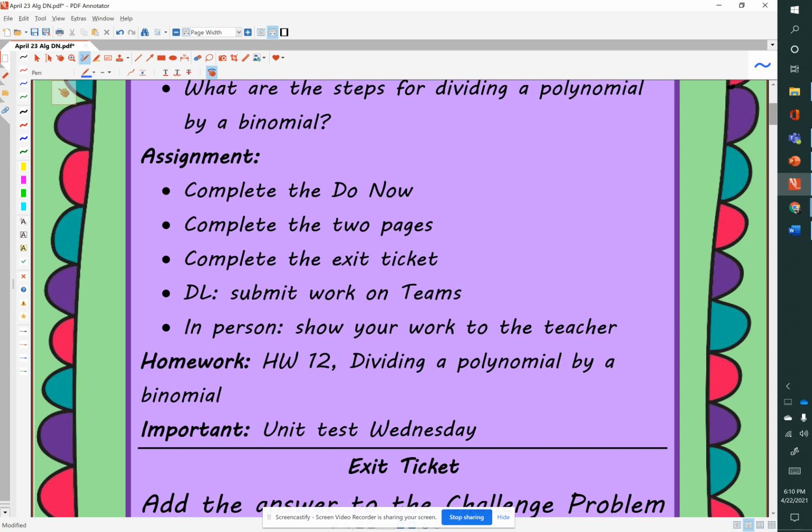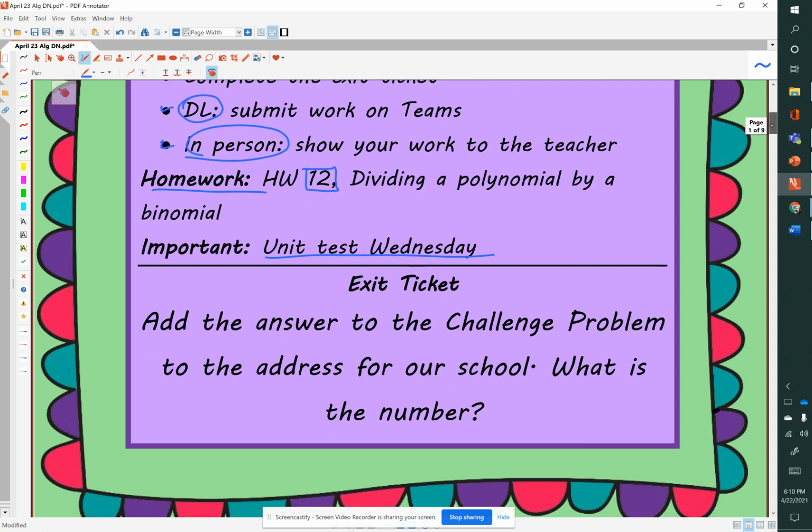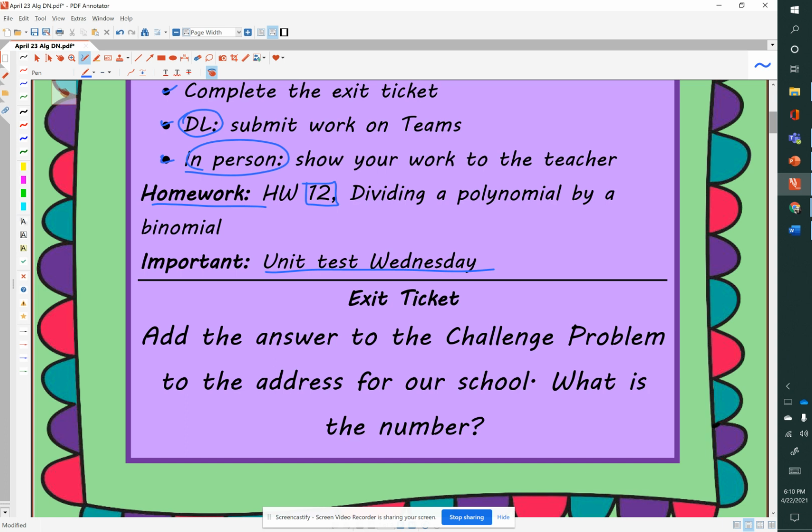And for our assignment, I want you to complete the do now, 2 pages of work, the exit ticket, and if you're a distance learner, please submit your work on Teams. If you are in person, show me your work in class. For homework, you have homework 12, dividing a polynomial by a binomial, and let's be mindful that Wednesday we do have our unit test. So our exit ticket, I want you to be mindful also of what's coming up.